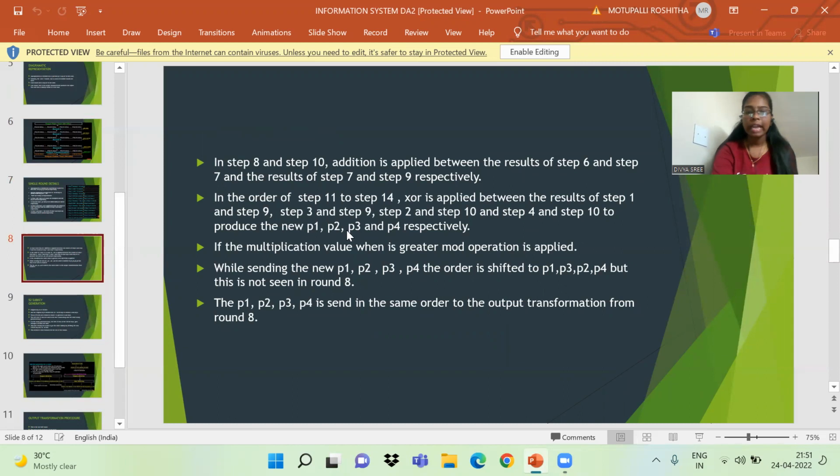In order to get the new P1, P2, P3 and P4 respectively, when we are doing multiplication and get a value which is greater, then we need to apply the mod operation. That is why our output will be simplified. While sending the new values, the order is shifted to P1, P3, P2 and P4, but that is not seen in the round data. So P1, P2, P3 and P4 are sent in the same order to the output transformation from the round data.